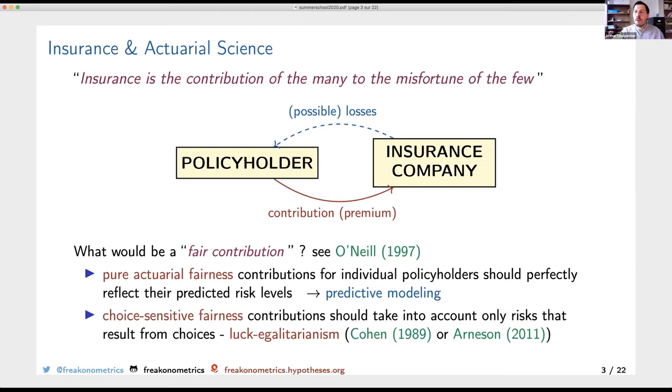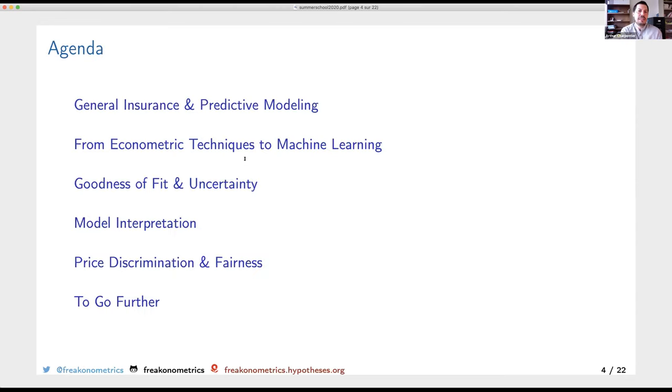So we're going to talk about this problem of trying to get a good estimate of this fair contribution as a premium. Basically the agenda for today will be first a discussion about those predictive models, in a very general context. I'm going to show you other applications than pricing. Then we're going to get back to pricing and I'm going to discuss a lot of things, including goodness of fit. It will be an important issue.